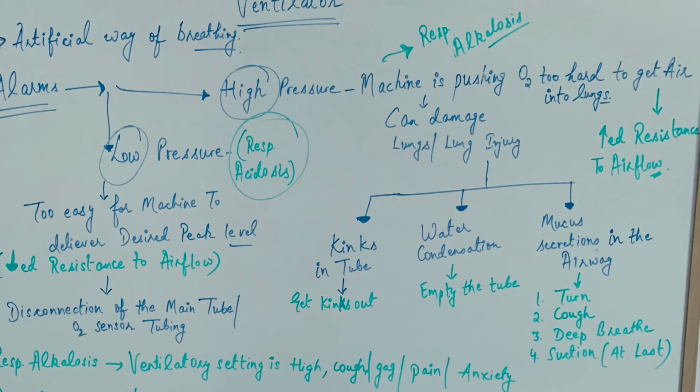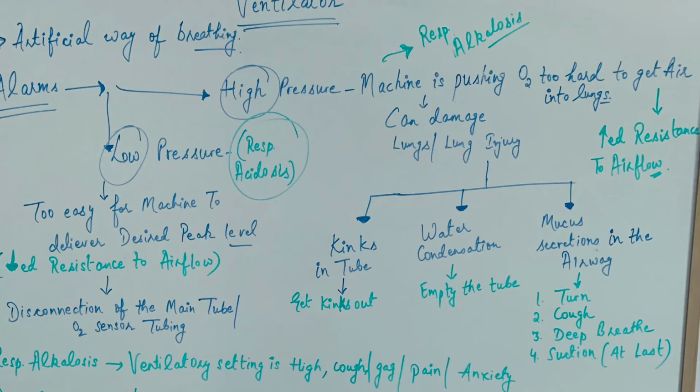Now how do we clear the airway? We all think we have to suction it, but suction is not the first thing to do. Firstly, we have to turn the patient. Sometimes if we turn the patient, the secretions come out. Then you can clean the airway and clear the secretions, and that's fine.